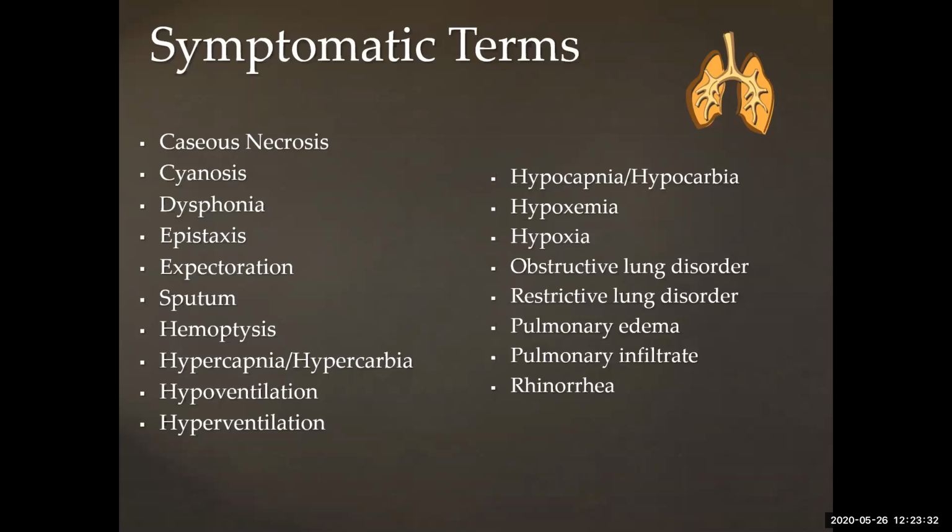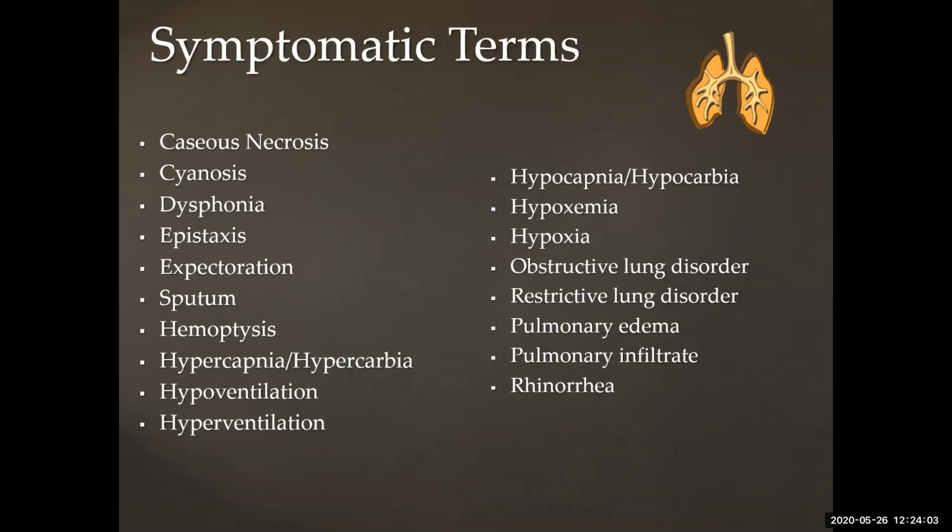Hypercapnia, hypercarbia, is excessive levels of carbon dioxide. Hypoventilation is where somebody has deficit movement in and out of the lungs, whereas hyperventilation is too fast or excessive movement out of the lungs. Hypocapnia, hypocarbia would be decreased carbon dioxide in the blood. Hypoxemia is deficient oxygen in the blood versus hypoxia is deficient oxygen in the tissue cells.